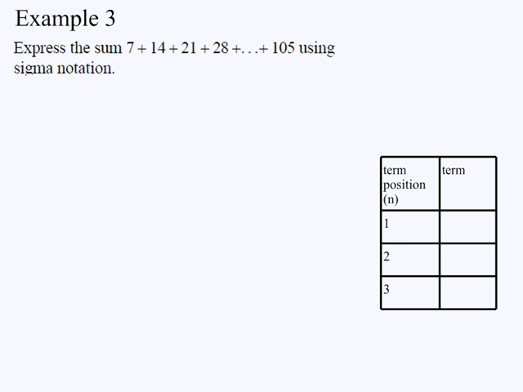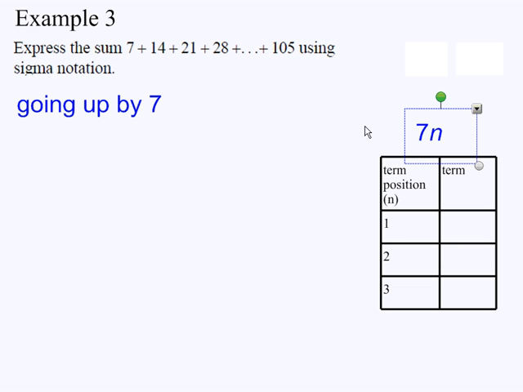Okay, for our last example, we are asked to express the sum 7 plus 14 plus 21 plus 28 plus ... plus 105 using sigma notation. Okay, so if we're going to express this sum in sigma notation, we need the start, we need the end, and we need a formula. And let's begin by generating the formula. So one thing we see here is that this is going up by 7. So we can generate the terms using the formula 7n.